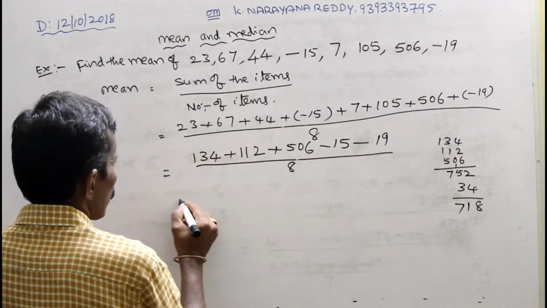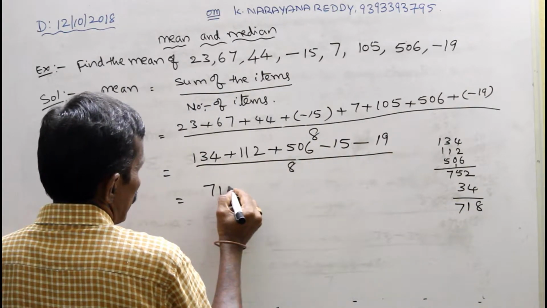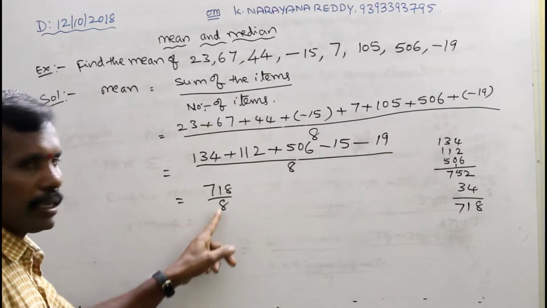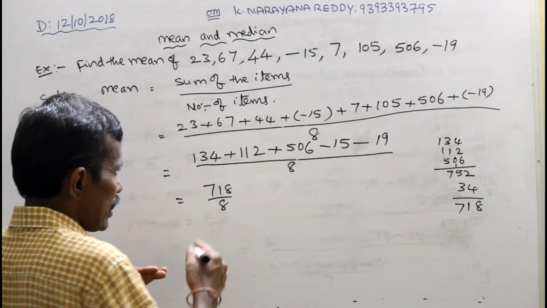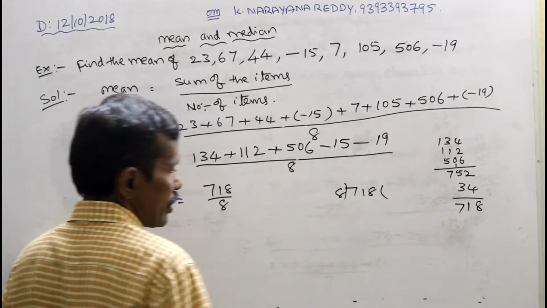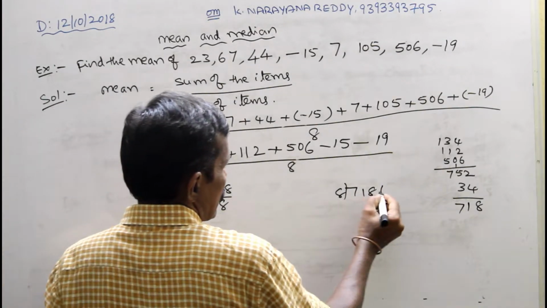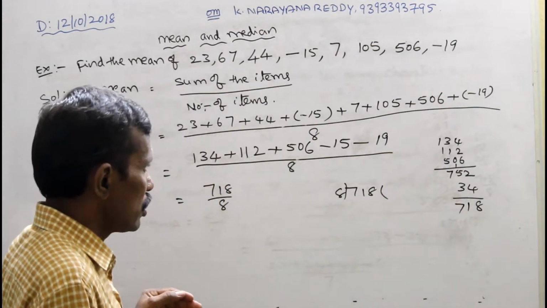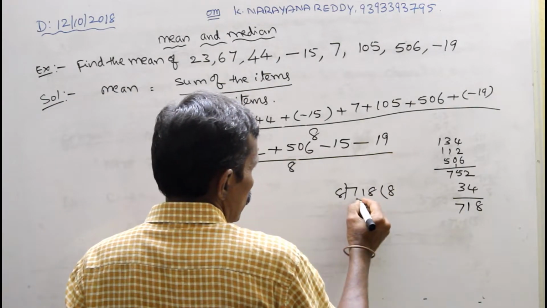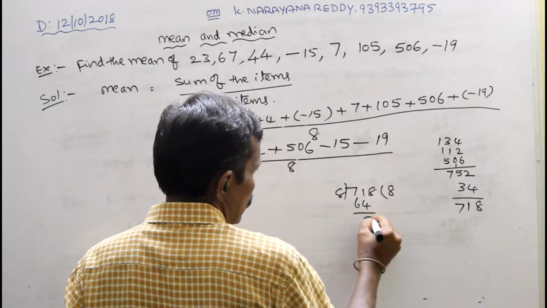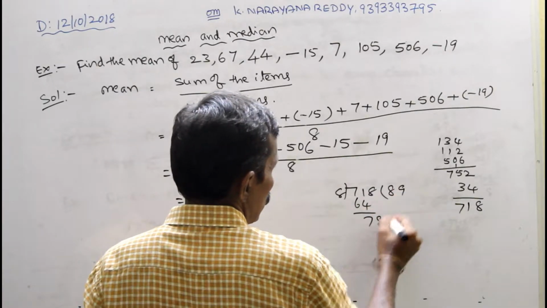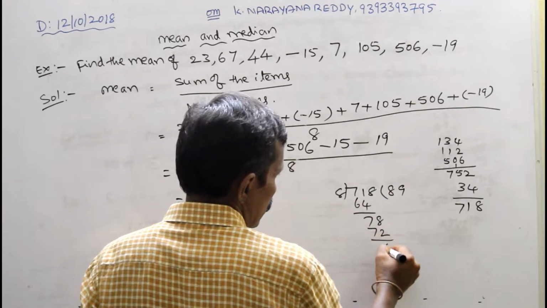So, 718 by 8. 718 by 8. Now divide this. 718 divided by 8. 8 nines are 72, didn't go. Means 8 eights are 64. Yes, 7 remains. 8 nines are 72. That is 6 remains.